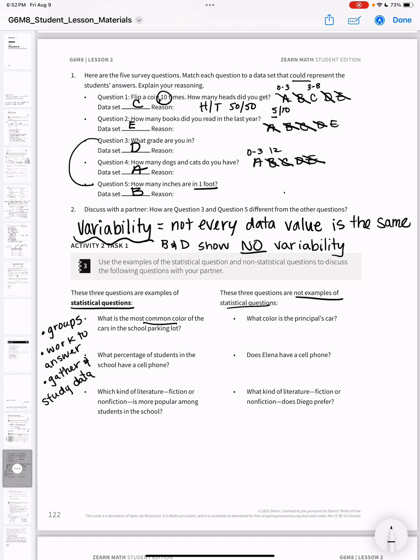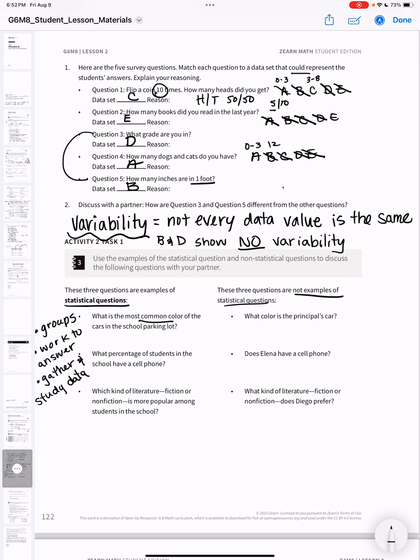On this side, we have what color is the principal's car? Does Elena have a cell phone? What kind of literature, fiction or nonfiction, does Diego prefer? So here, what color is the principal's car? So we're asking for a color, which it could be a group, but we're only asking for the principal's car. It's one person. So let's say that car is green. That doesn't have any variability. It's got one answer. It's not a statistical question.